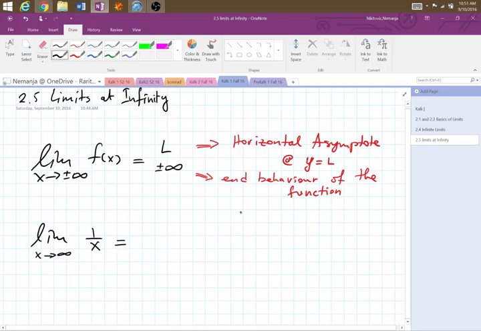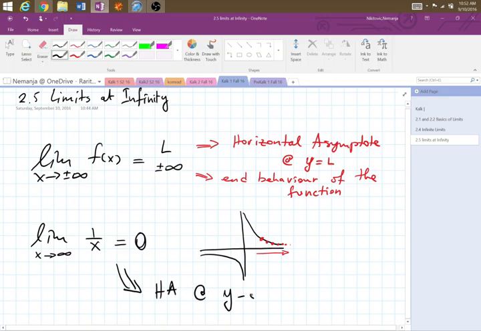If you look at the graph, as x goes to infinity, what is happening with the y value? Observe the dot. What is happening as we are going to infinity? Where is the y value of all these dots going? It goes to 0. So this is sufficient for us to claim that there is a horizontal asymptote at y equals 0.